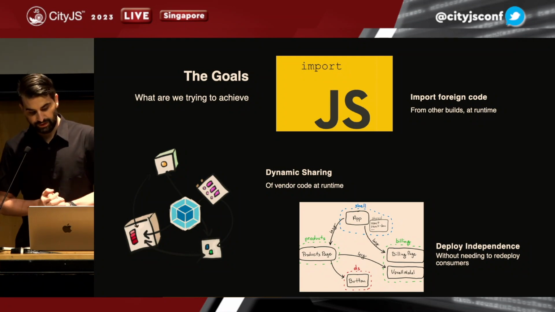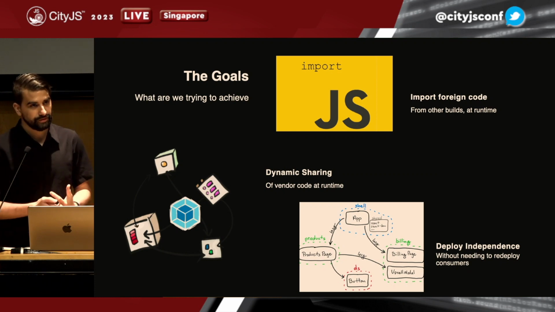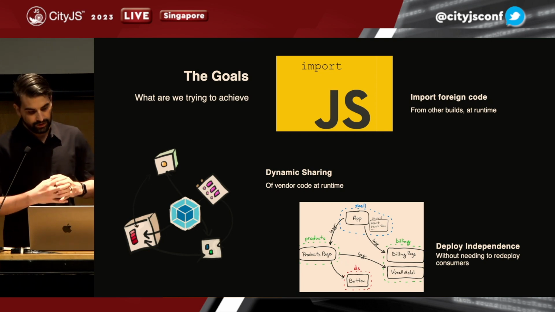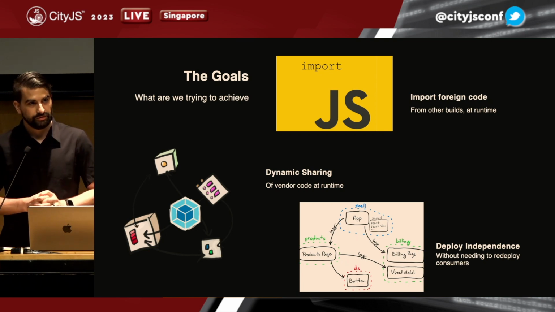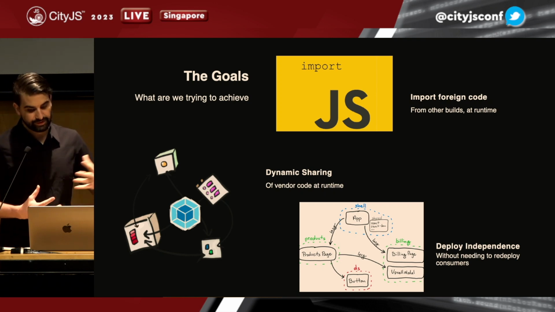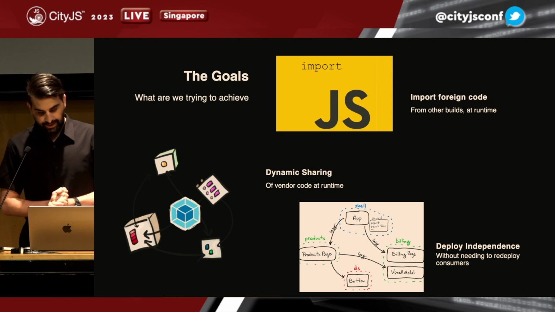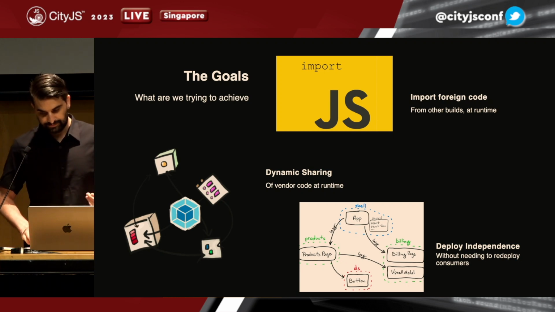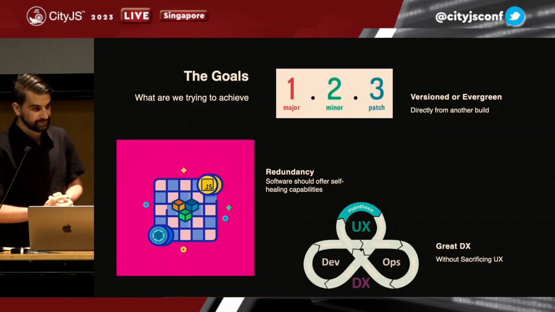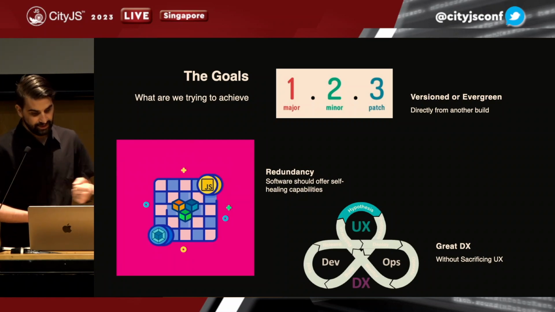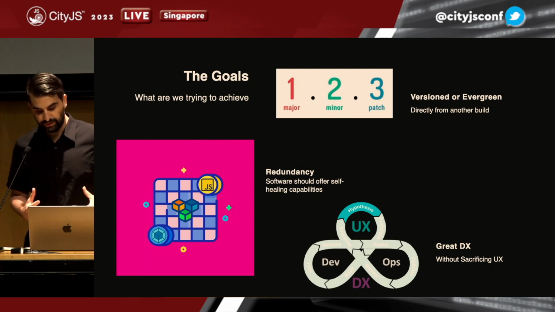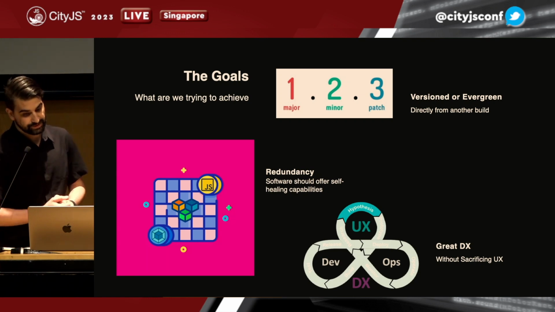at runtime. We needed a way to be able to dynamically share vendor code asynchronously in a way that does not block the application or force us to load more JavaScript than we need to serve the bare minimum of what the user is trying to do. So similar to kind of code splitting, but in our dependency negotiations itself. Deploy independence was a very big part as well. We also want the ability to have versioned or evergreen modules, similar to a lock file that you would have on NPM. Redundancy was quite important as well, and trying to bring a good developer experience, again, without sacrificing our users' experience.